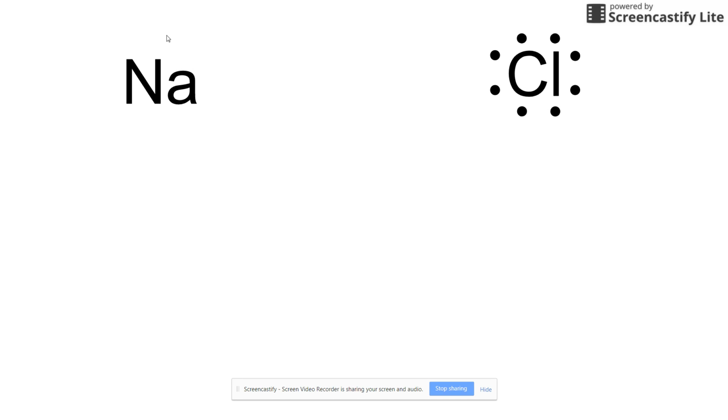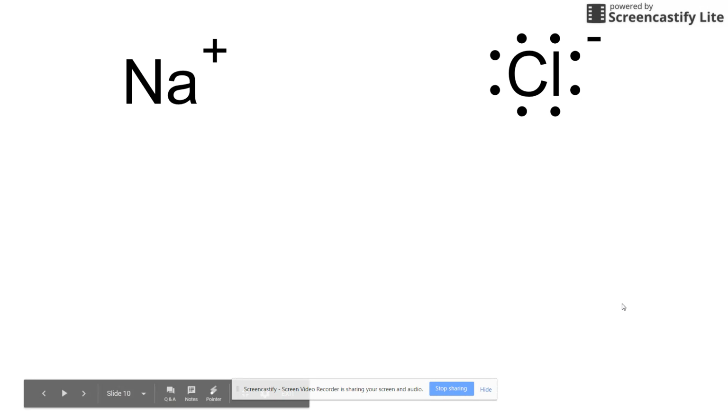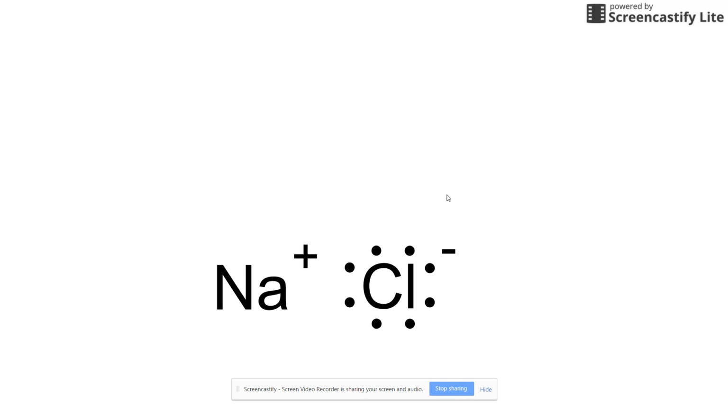But if sodium loses an electron, it was neutral before, now it has one more proton than electron because it lost one of its electrons. And you'll end up with a positive sodium. Likewise, chlorine gains one more negative charge, and you end up with a charge of negative on the chlorine. You end up with chloride. Now positive and negative attract, and you end up with sodium chloride.